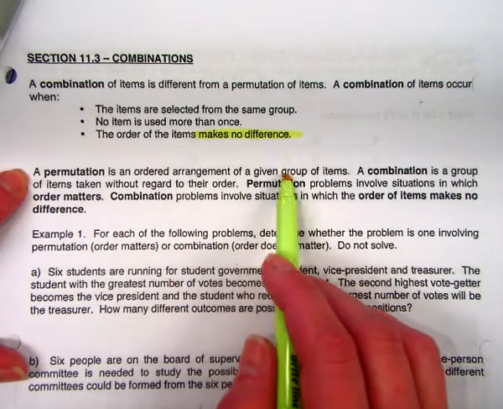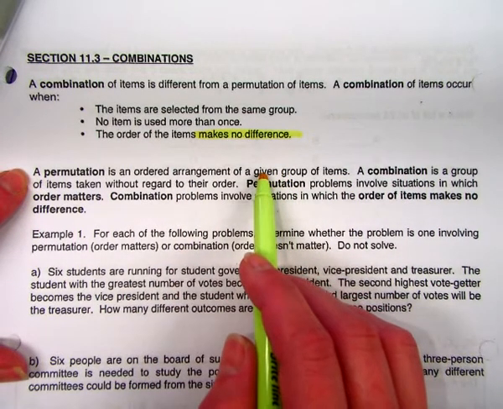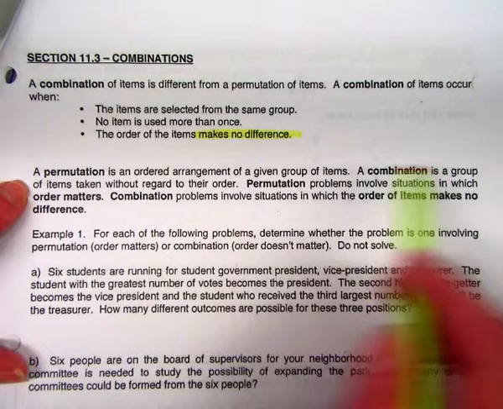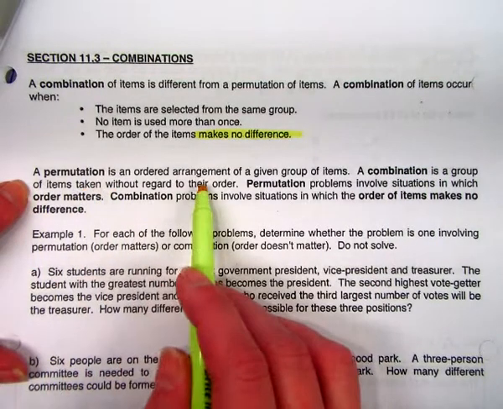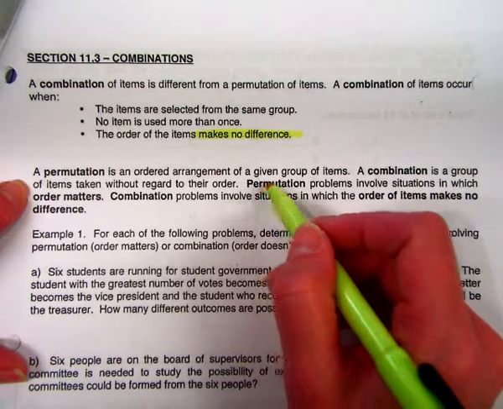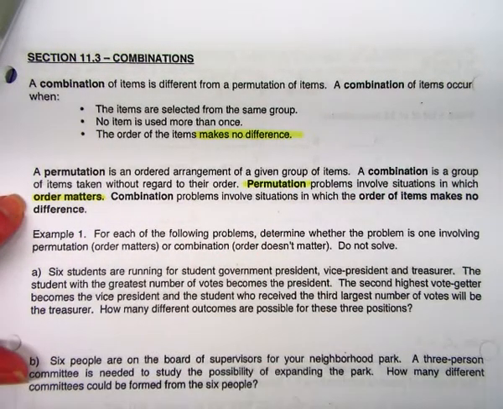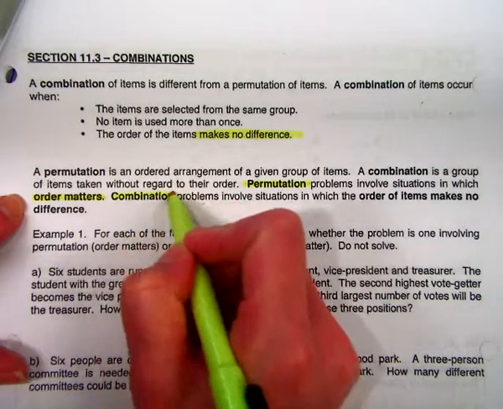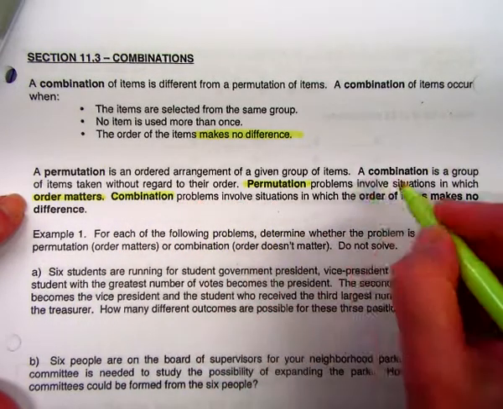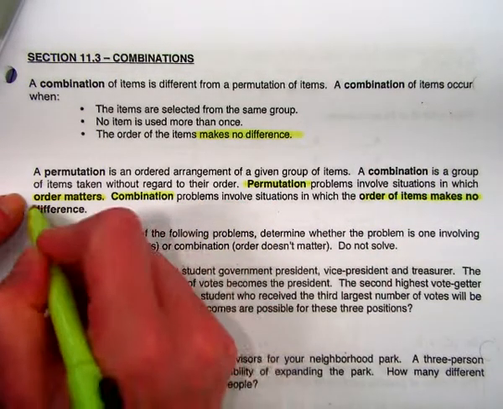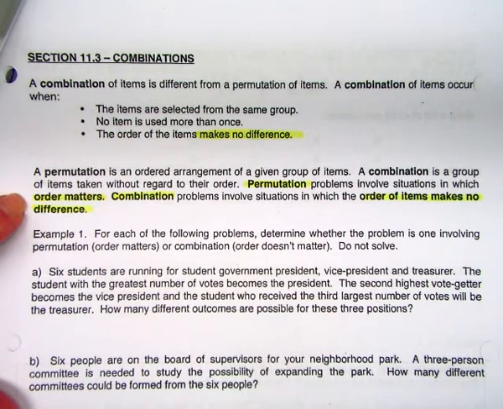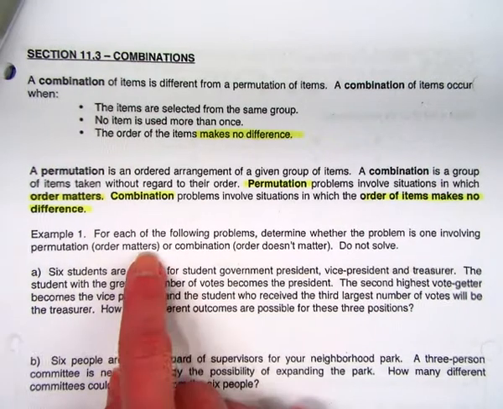A permutation is an ordered arrangement of a given group of items, so it has to be arranged in a specific order. A combination is a group of items taken without regard to their order. It doesn't matter who goes first, second, or last. So permutation problems involve situations in which order does matter. Combination problems involve situations when the order of items makes no difference. So you just have to remember, combination, order does not matter. Permutation, it does.